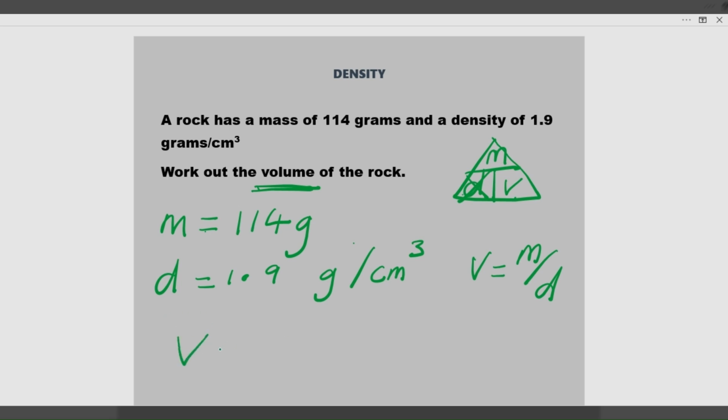So we're going to say V is equal to 114 divided by 1.9, which is equal to 60. 114 divided by 1.9 is equal to 60. And the units just go up with what's in the question, which will be centimetres cubed.